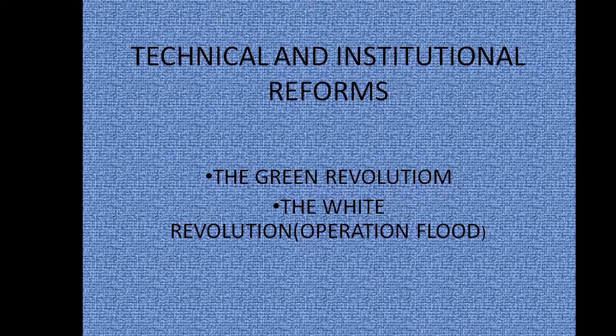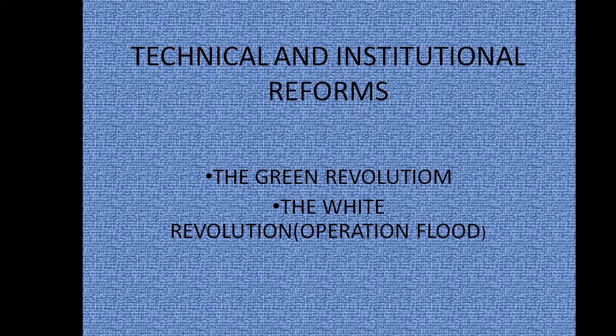Now, what was the target of the government? The target was that as the population is increasing, in the same manner, the production should also increase. Several land reforms were introduced by the government for the betterment of agricultural conditions and also of the farmers, some of which were the abolition of Zamindari.